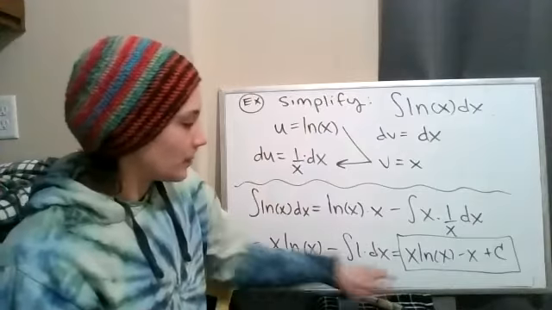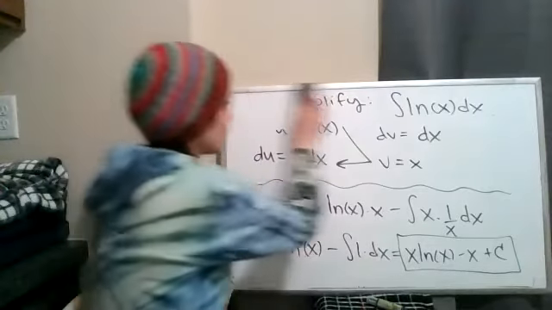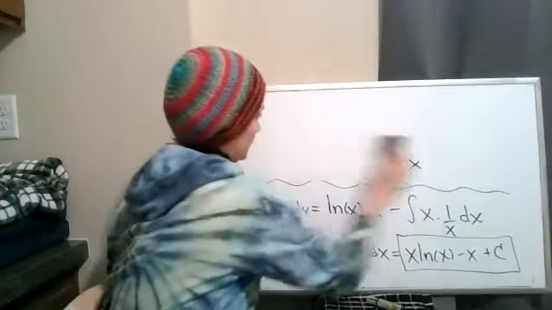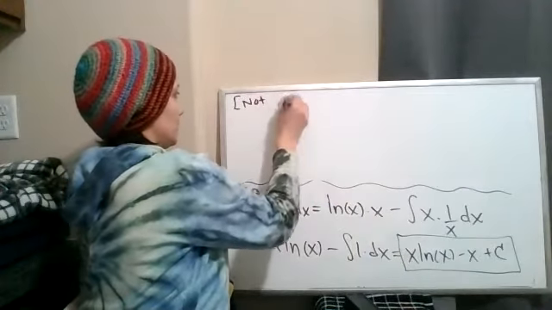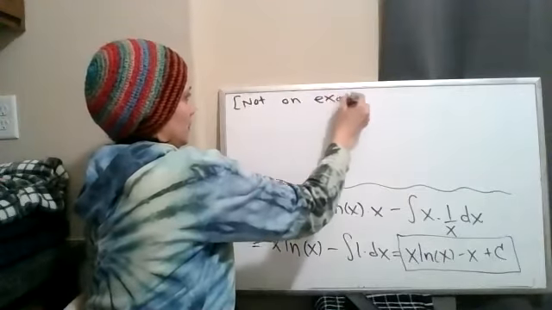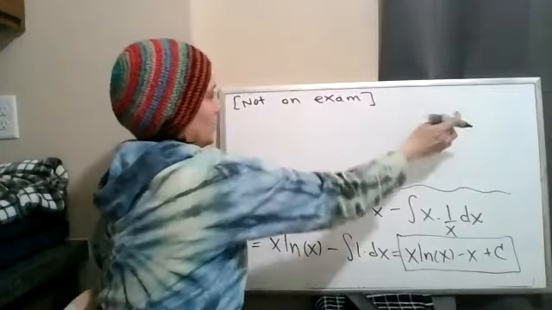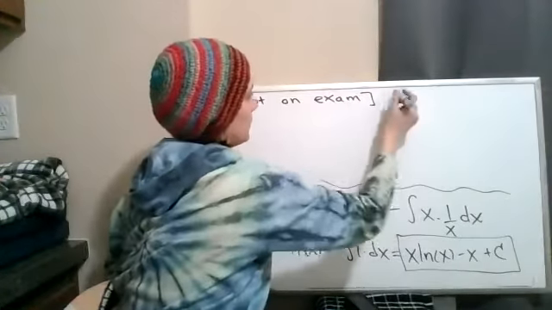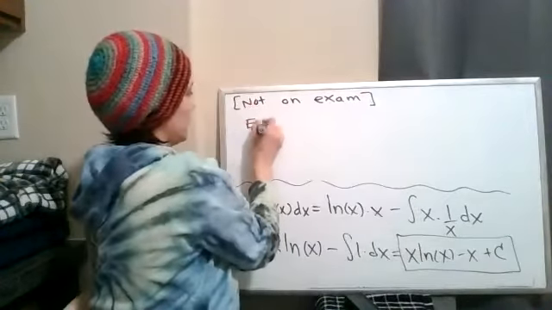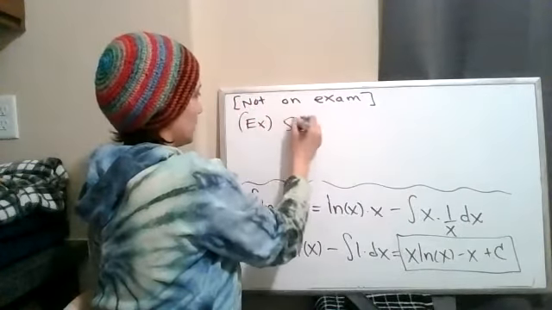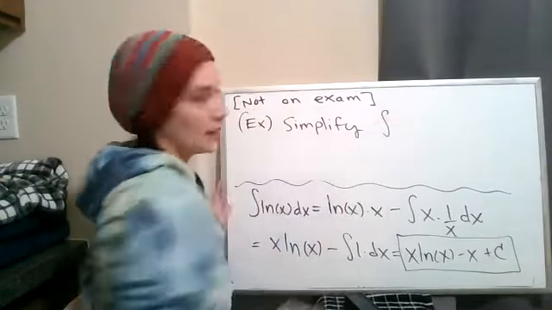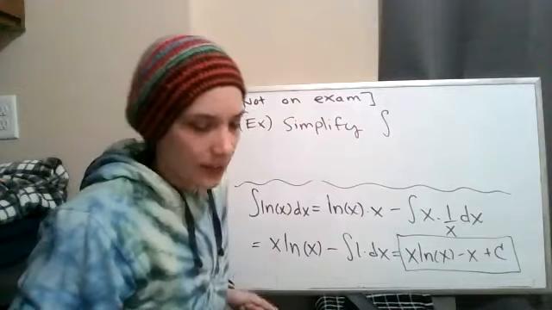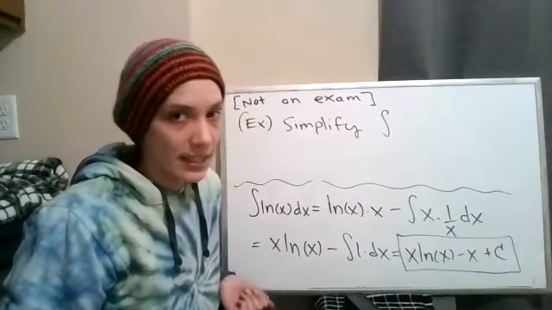Okay, we're going to try doing the integral of e to the x cosine of x dx.